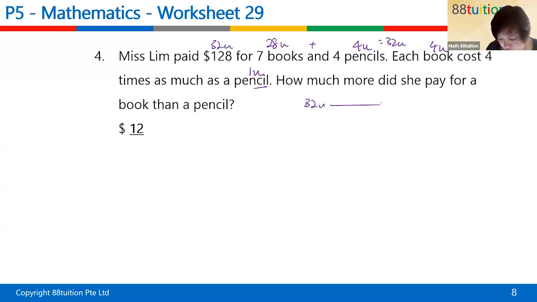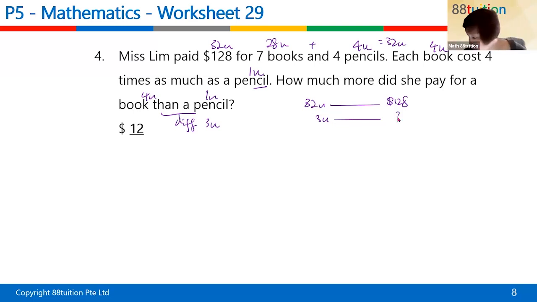So if you have 32 units, which gives you 128, how much more did she pay for a book than a pencil? So technically he's asking you for 3 units. How do I know it's 3 units? Because a book is 4 units, a pencil is 1 unit. So the difference will be 3 units. So you technically find 3 units using the overhead bridge. Okay.